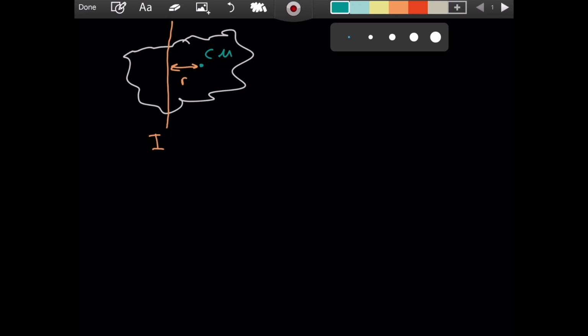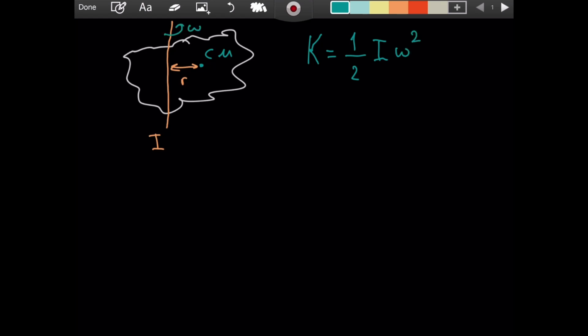Now, I claim if I want to calculate the total kinetic energy of this rotating body, I can basically do 1/2 I ω². Well, ω is, of course, the angular velocity around this axis of rotation. This is my claim, and I will prove that this is correct in this video. So how do we start?